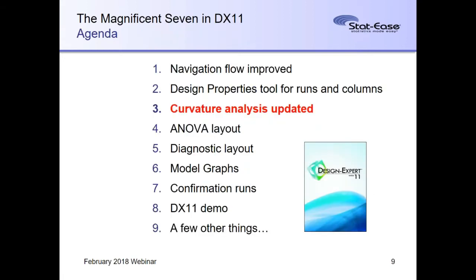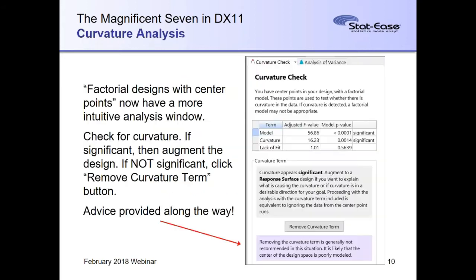Let's spend a couple minutes talking about the curvature analysis. When you have a factorial design with center points, you will encounter a more intuitive analysis window. In Design Expert 10, you were brought into the analysis of variance with blue text and black text and this little bit confusing adjusted model and unadjusted model. That often overwhelmed people with too much information.